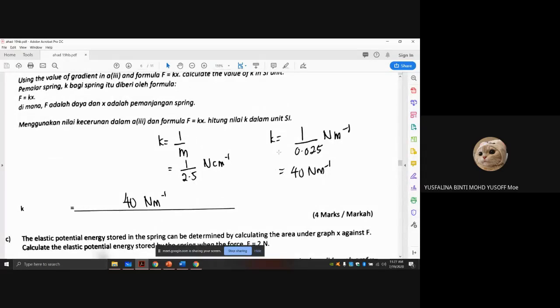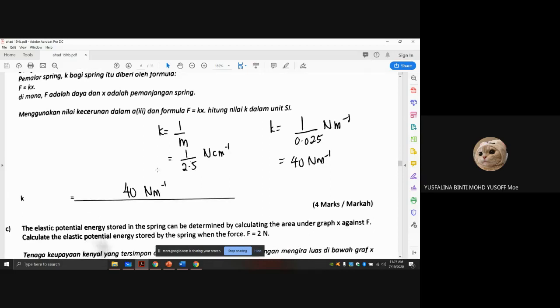And then you change the cm here. So 2.5 divided by 100, because you want to change to meter. So 2.5 divided by 100, you got this one, and then you just divide. So you got the answer 14 Newton meter^-1. That is the value for K.